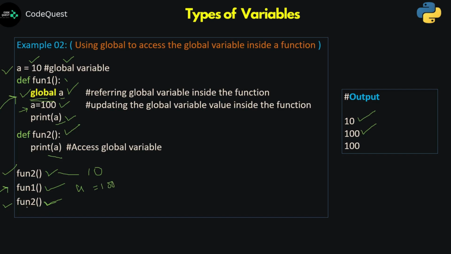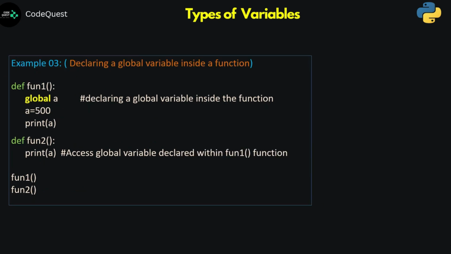So now for the second time when I am calling the fun2 function, it is going to give me the updated value of a, which is nothing but 100. That's the reason why the first time fun2 is producing 10, whereas the same fun2 function the next time is producing 100, because the fun1 function has already modified the global variable value.